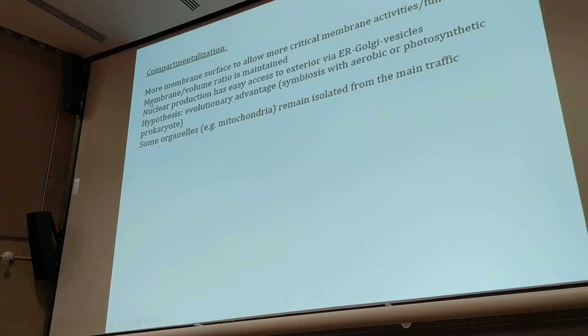The ratio of membrane over volume is maintained if you see more invaginations. If you think about it, when the cell grows in volume, if there are no invaginations, no more membrane, it will grow in volume but not in membrane. So that's why the cell needs more membrane inside to catch up with the increase in volume.